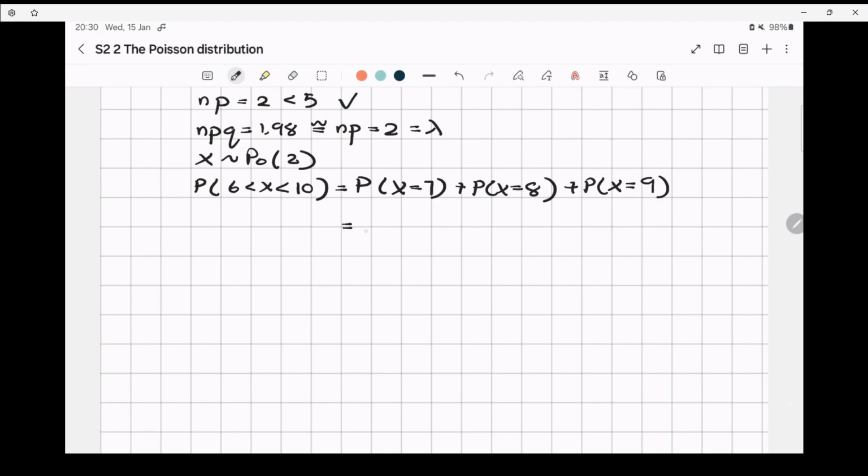So you can factor out e to the power of minus 2. Then just write 2 power 7 over 7 factorial, 2 power 8 over 8 factorial, 2 power 9 over 9 factorial. So multiply everything and then sum everything, you get 0.0045. This will be your answer.